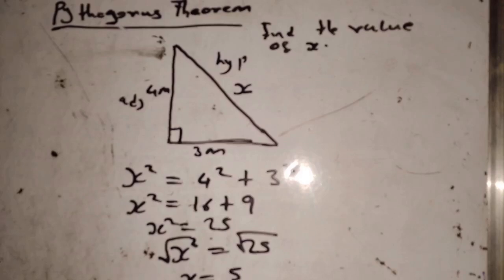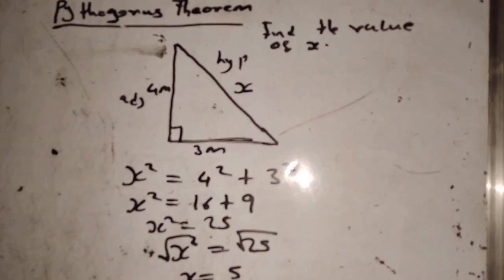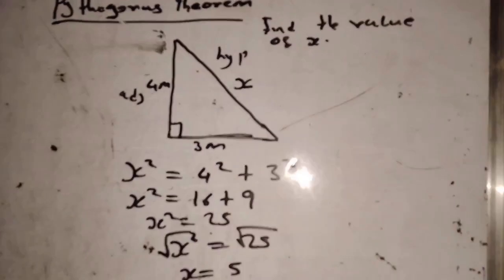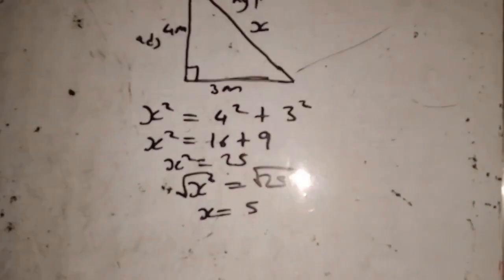But you know that the square root of a number is either positive or negative. Remember, we're dealing with the side or the distance, and there is no distance in the negative direction. So this is the value for x: x is equal to 5. This is how to find the sides using Pythagoras theorem.